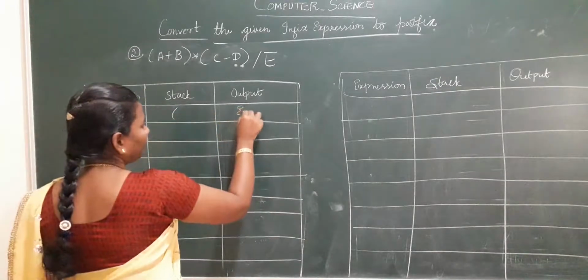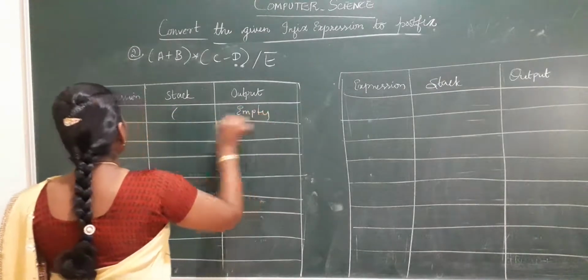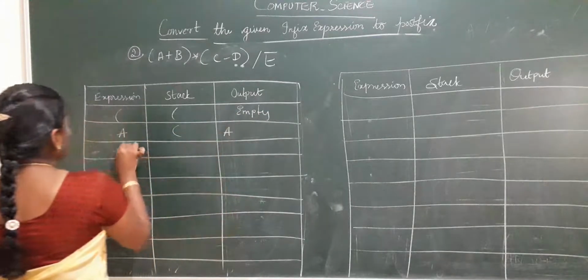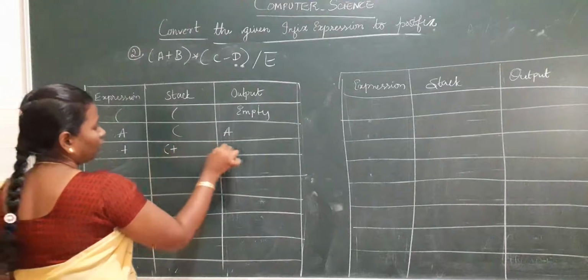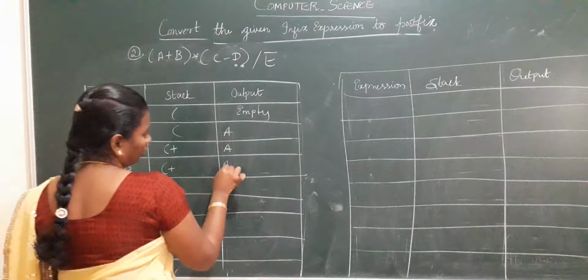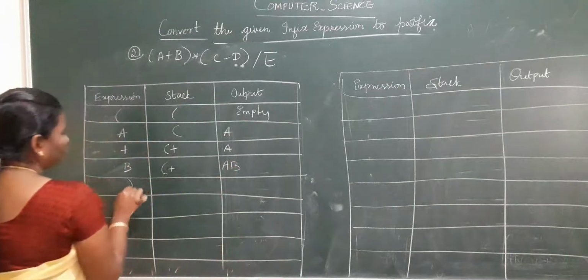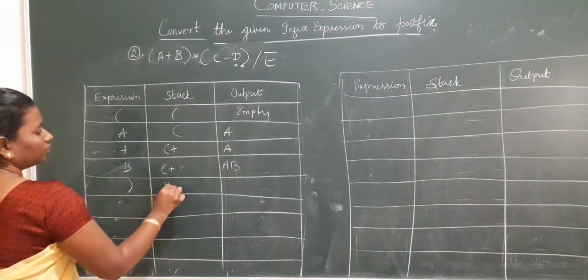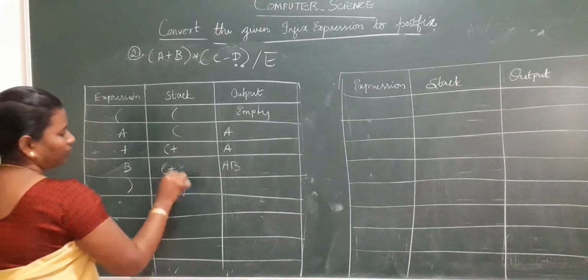So initially your output will be empty. Next I have A, where will A go? A is an operand, it has to go to your output. Next we have plus, where will it go? It will go to your stack. Next I have B. B will go to your output. Next I have closing. So opening and closing bracket will get disintegrated. This will be empty.